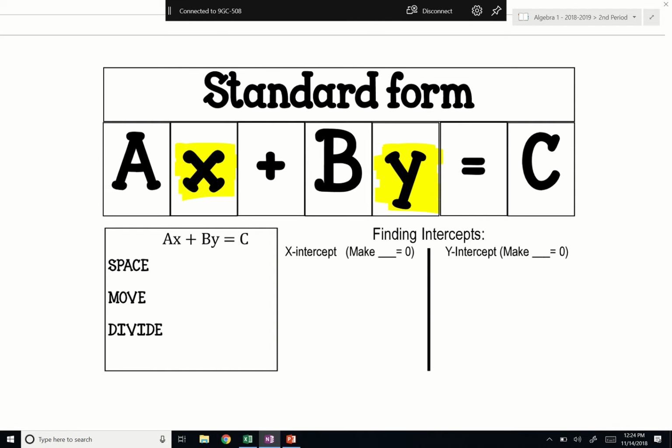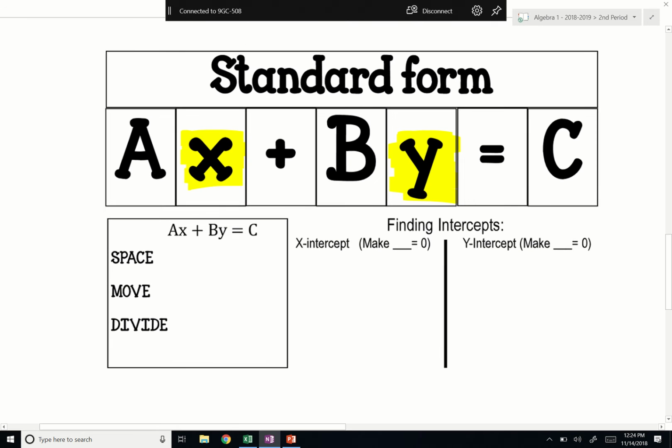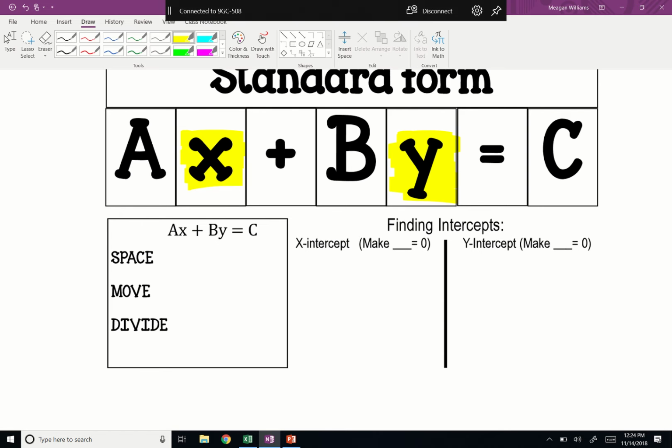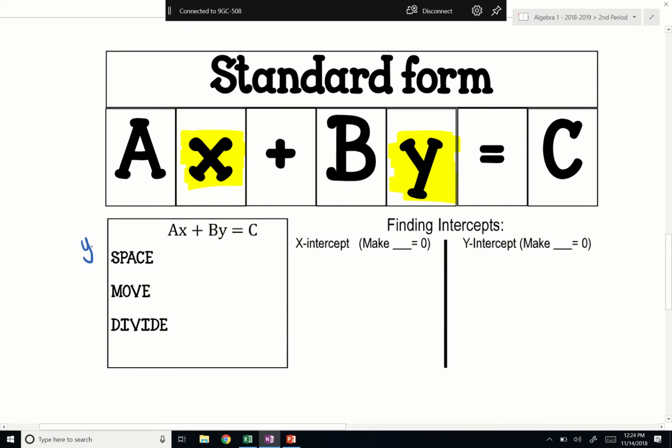Okay, so now I will tell you there's two ways to graph standard form. One of them is to get it to y equals mx plus b format, and the other is to use the x and y intercepts. So let's do the y equals mx plus b format because y'all are really good at that. And in order to get it to y equals mx plus b, we're going to what, and what?